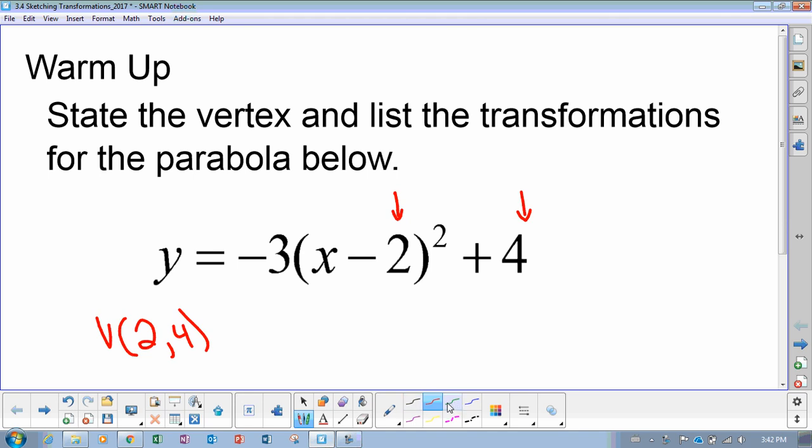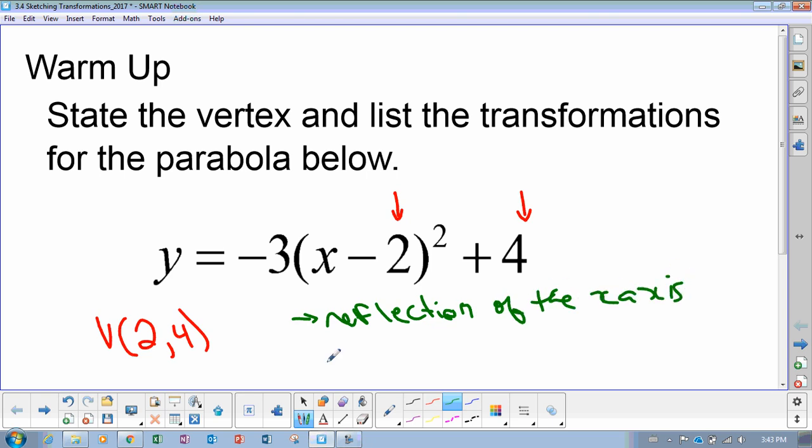Now, there are 4 transformations here. So the negative tells us there's a reflection of the x-axis. Okay, so it's flipping over the x-axis. The 3, so we learned yesterday that if a is greater than 1, that means there's going to be a vertical stretch. So it's going 3 times faster if you want to think of it like that in terms of how the y values are growing.